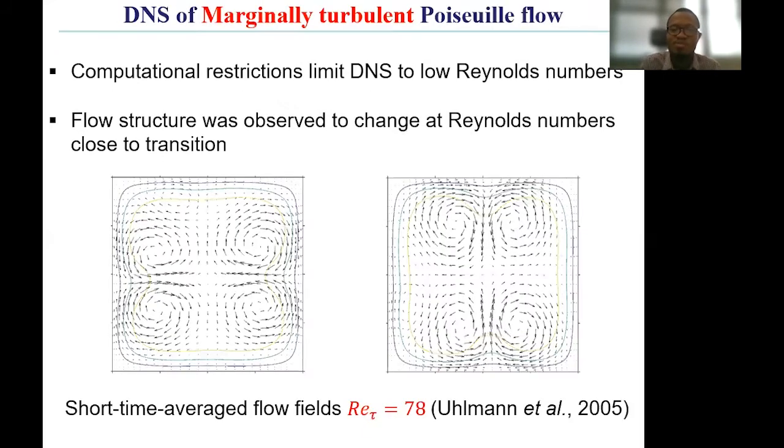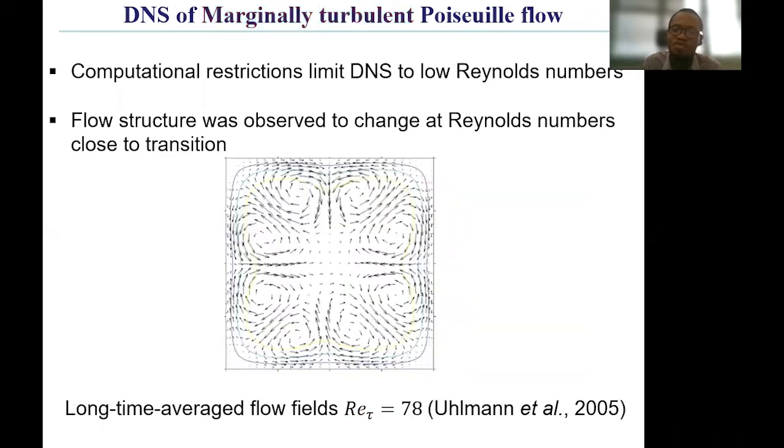And one example of a direct numerical simulation carried out at a Reynolds number close to transition is the DNS of Ullmann et al. And here they show that at the marginally turbulent Reynolds numbers, the flow is characterized by 4 secondary flow vortices rather than 8 vortices. And these vortices keep changing their orientation in time. So what they've done is that they've averaged the flow field over short time periods, and at some averaging period, they get the secondary flow pattern shown on the left-hand side, and then at some other period, they get a secondary flow pattern shown on the right-hand side. So the flow keeps alternating between these two configurations.